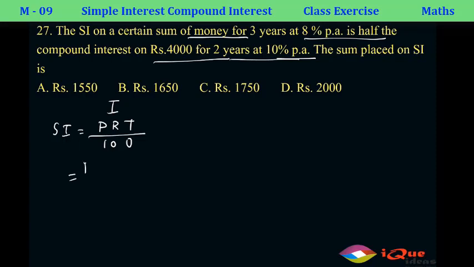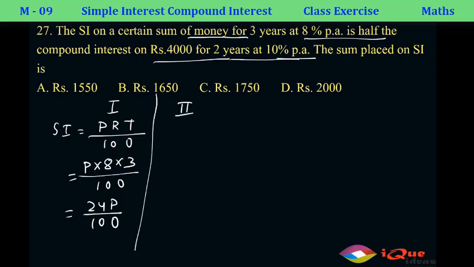So it is P into R, which is given as 8, T is given as 3, divided by 100. So it is 24P upon 100. Let it be. In the second case, it says compound interest on 4,000 for 2 years at 10% per annum. Let's calculate this.